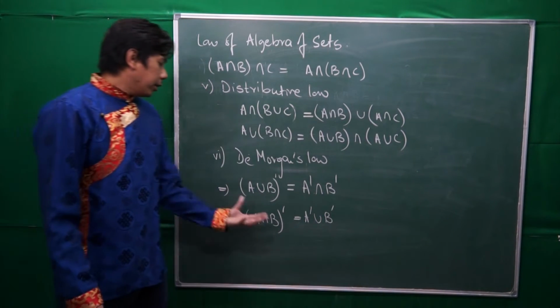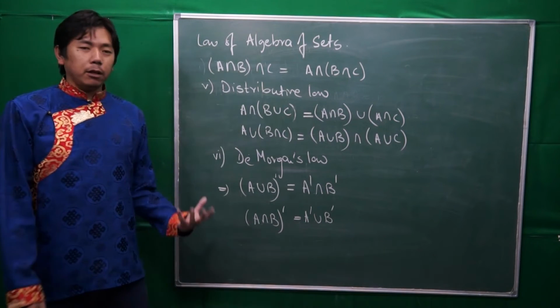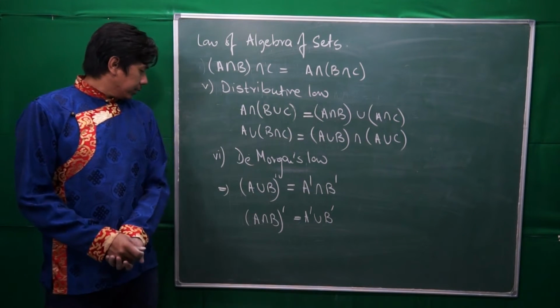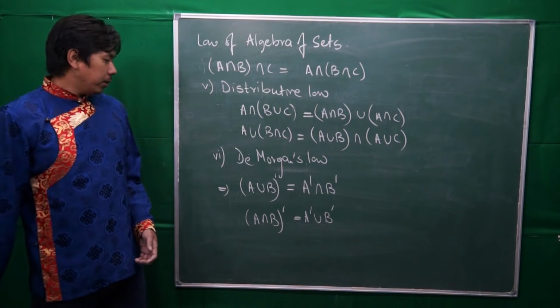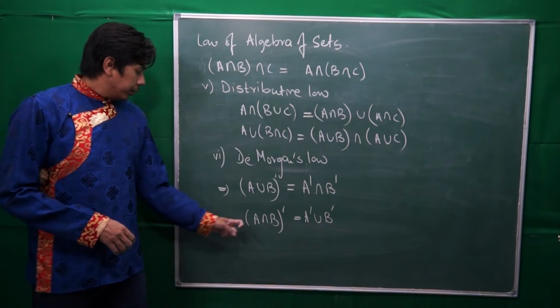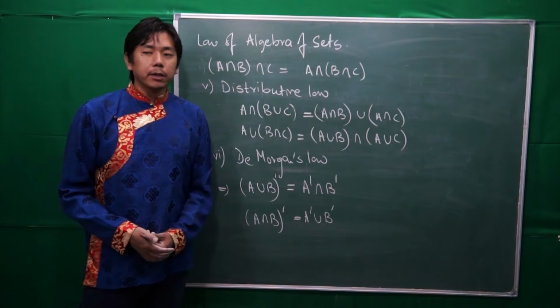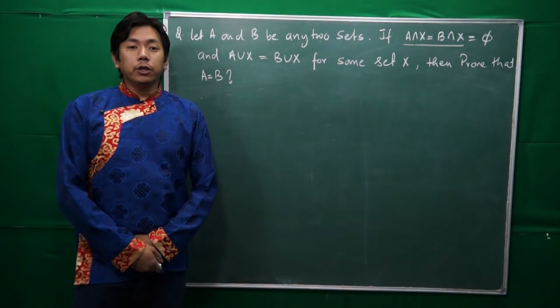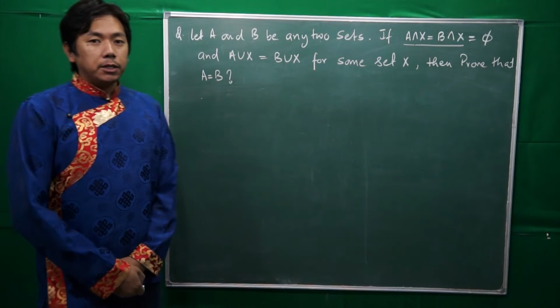Okay, now this De Morgan's law is a very familiar law for computer science students. They may know what De Morgan's law is. So this is what De Morgan's law is, which is quite helpful in certain proofs. Okay, next we are going to solve a question based on the algebra of sets.